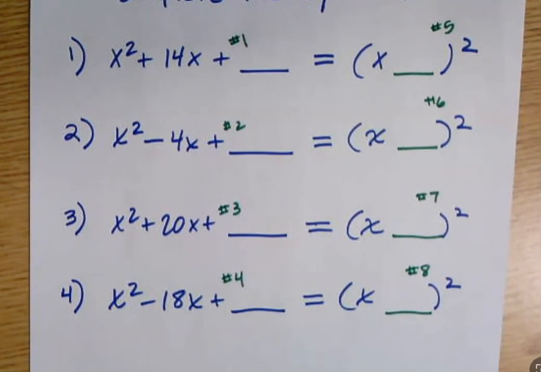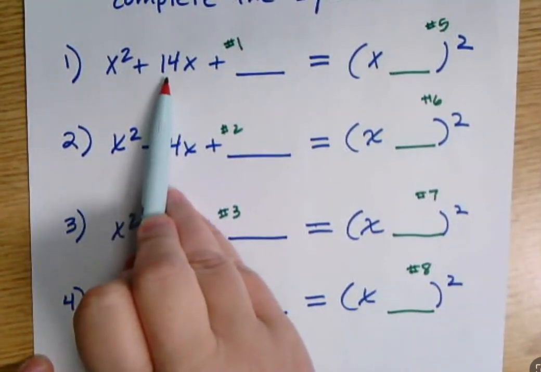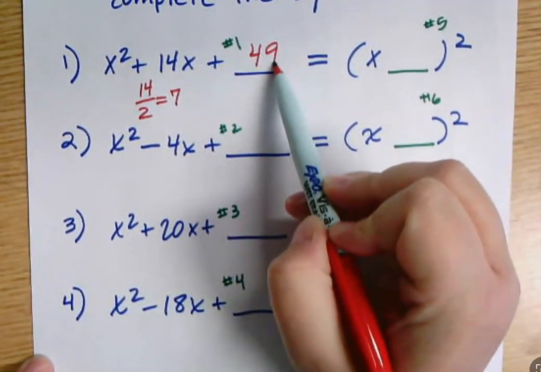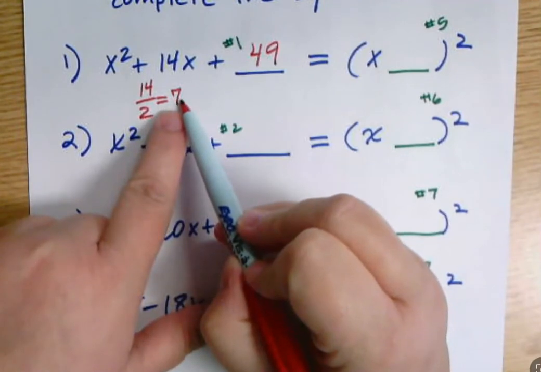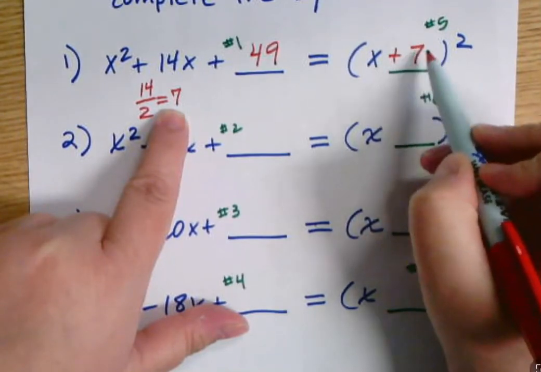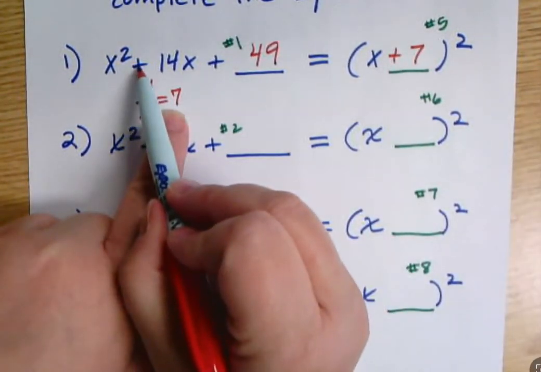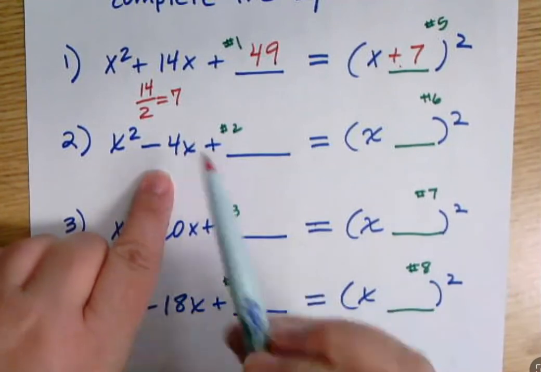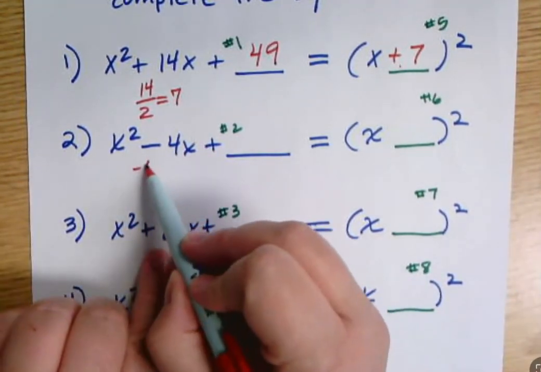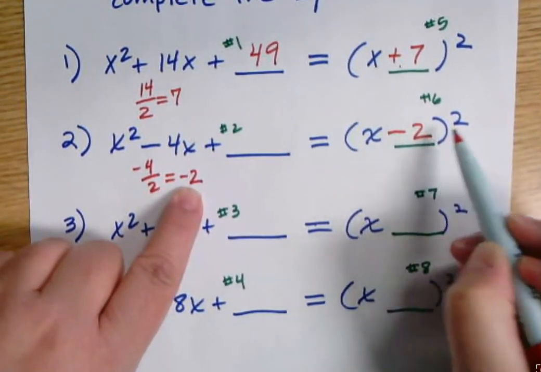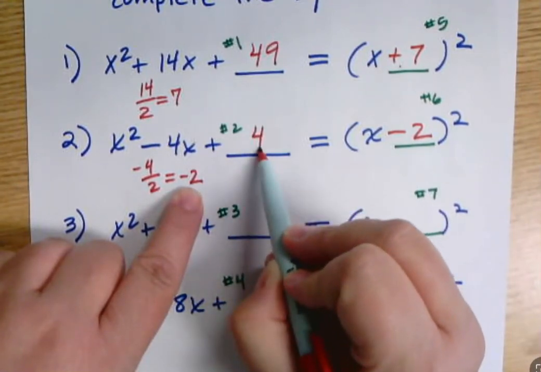All right, going on, I want to make sure we're all on the same page on this. Take half of b, that gives me 7, square it, and that's what goes here. Now remember we talked about whatever you got when you took half of b, that's what's going to be right here. It's positive, so it's going to be plus 7. This sign equals that sign every time. The sign in front of b is the sign you'll get here. Next up, half of b is negative 2. That number is what goes here. Negative 2 squared is 4.